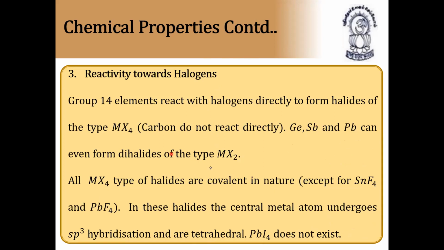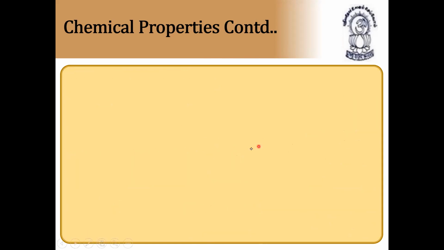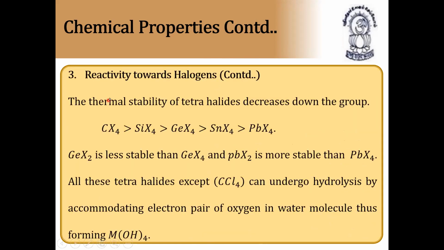So these are the important points regarding halides. Carbon does not form any halides directly. CCl4 does form, but it is not formed directly. Carbon cannot combine with chlorine directly. It will form by means of methane gas.